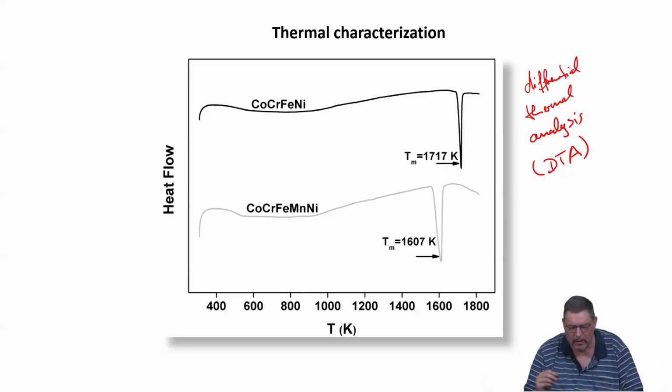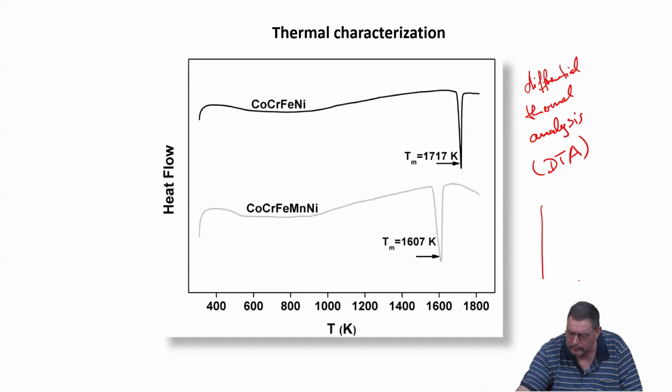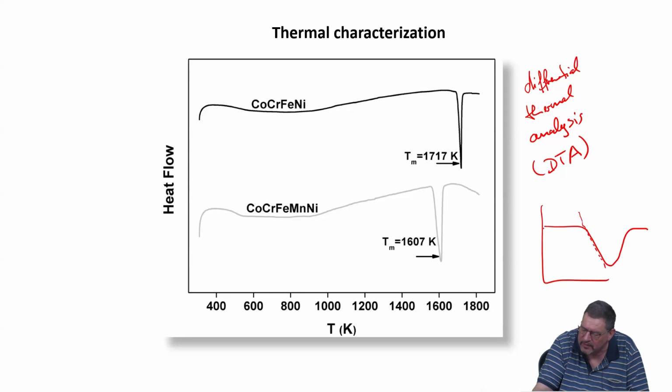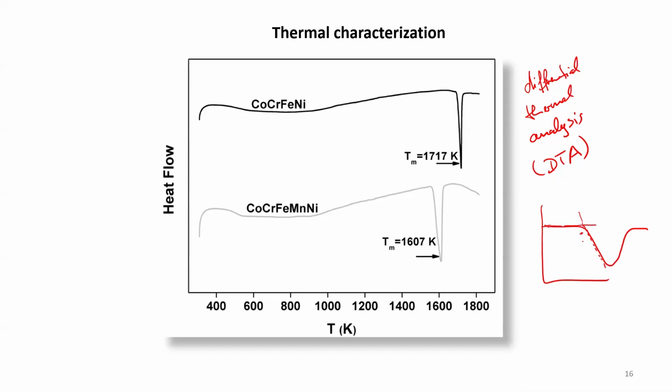And since this is done in a quantitative way, it can be evaluated as heat flow as a function of temperature. And we see here basically what you do is you put a tangent to the part of the steepest slope of the signal, and this is then defined as the temperature of your transformation. In this case, these transformations are melting temperatures.